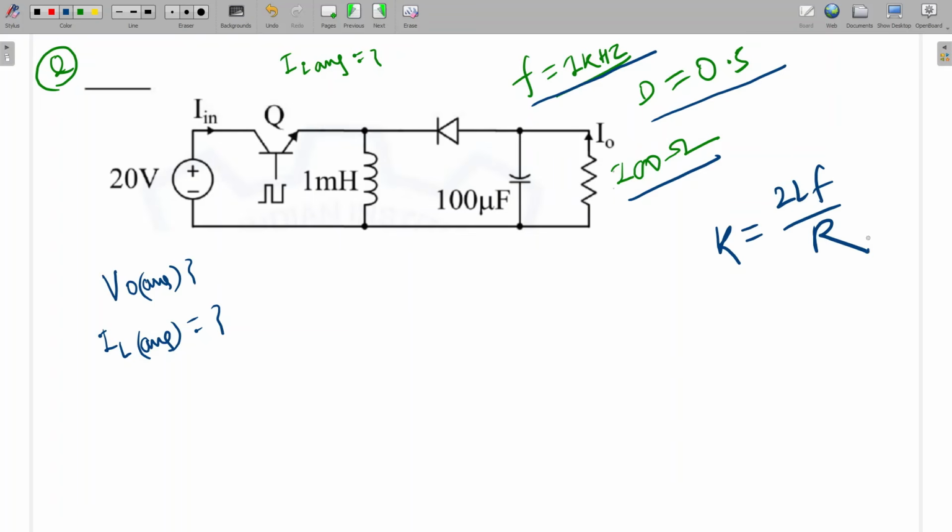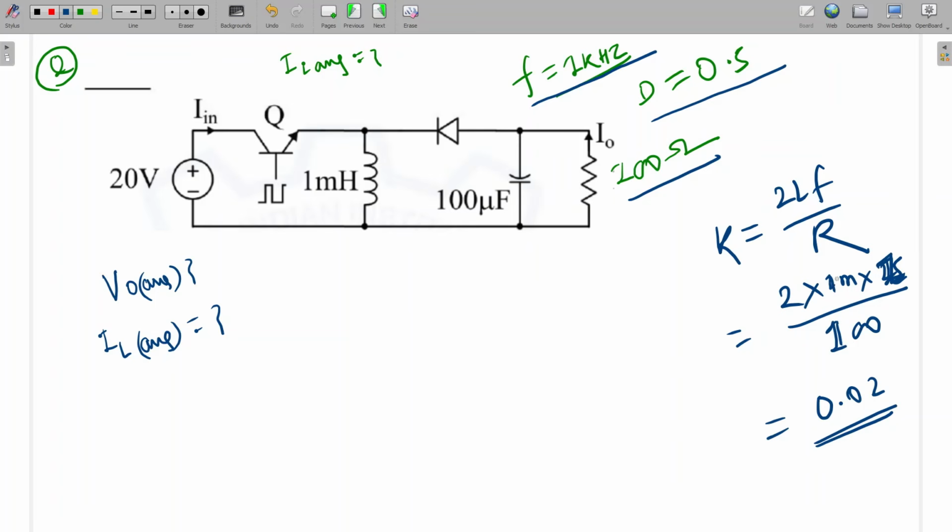K is 2LF by R. So it will be 2 into L, 1 millihenry, into frequency 1 kilohertz, divided by R, which is 100. So it will be 0.02. So K will be 0.02.